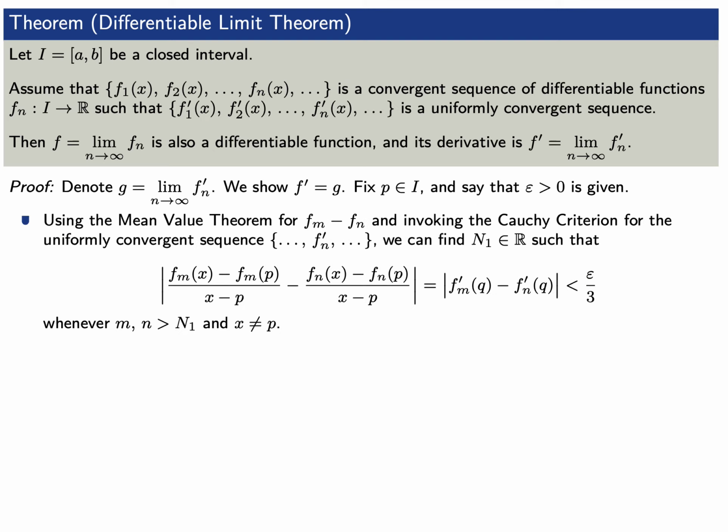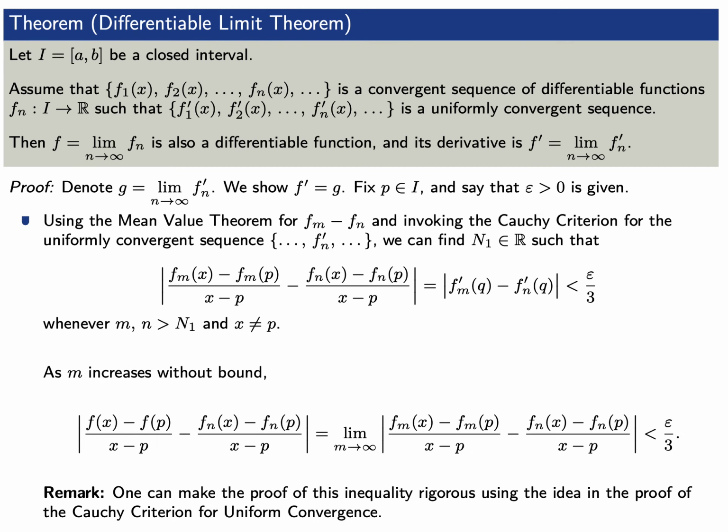First, using the mean value theorem for the difference f sub m minus f sub n, and invoking the Cauchy criterion for the uniformly convergent sequence f n prime, we can then find an N sub 1 such that we have here the absolute value of the difference of differences. That is, the absolute value of (f sub m of x minus f sub m of p) divided by (x minus p) minus (f sub n of x minus f sub n of p) over (x minus p). This should be equal to the absolute value of f m prime of q minus f n prime of q for some q between x and p. Again, this is the mean value theorem. This now is less than epsilon over 3 for any m and n greater than N sub 1 and any x not equal to p by the Cauchy criterion for our uniformly convergent sequence f n prime.